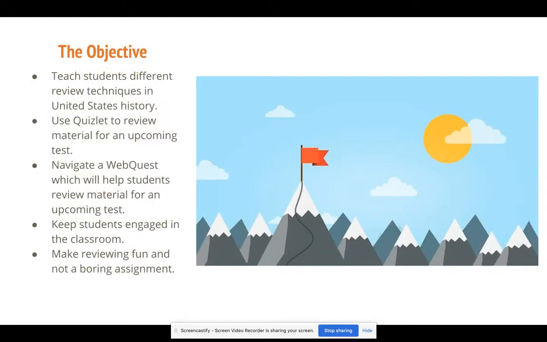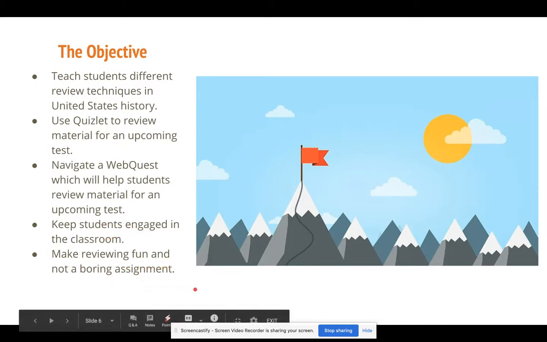The objective is to teach students different review techniques in United States history, use Quizlet to review material for an upcoming test, navigate a web quest, which will help students review material for an upcoming test, keep students engaged in the classroom, and make reviewing fun and not a boring assignment.